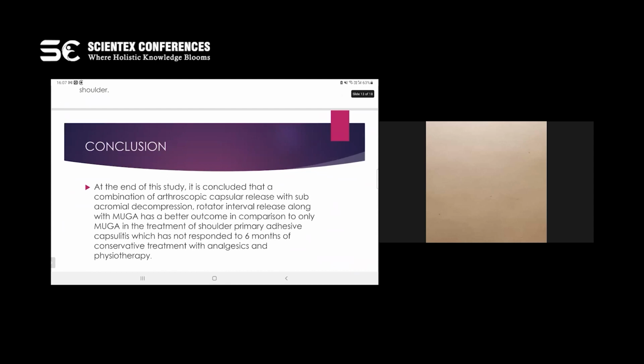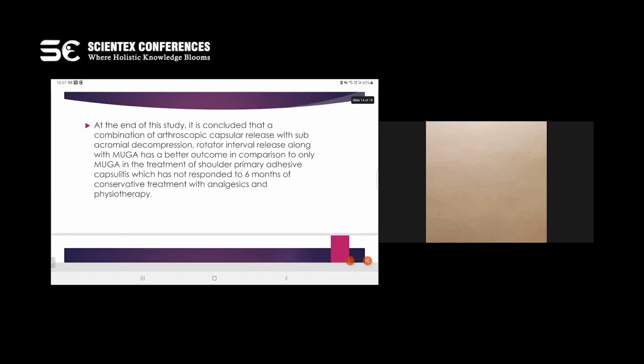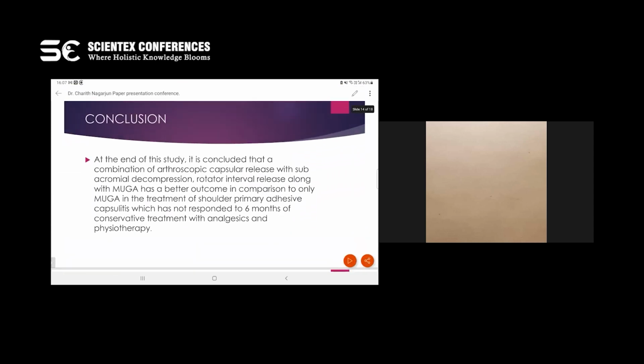So I would like to conclude my presentation and my study. And the conclusion of my study was, at the end of the study, it is concluded that the combination of arthroscopic capsular release with subacromial decompression and rotator interval release, along with MUA, has a better outcome in comparison to only MUA in the treatment of primary adhesive capsulitis of shoulder, which has not responded to 6 months of conservative treatment with analgesics and physiotherapy. So these are the findings of our own study which we had performed during my residency.